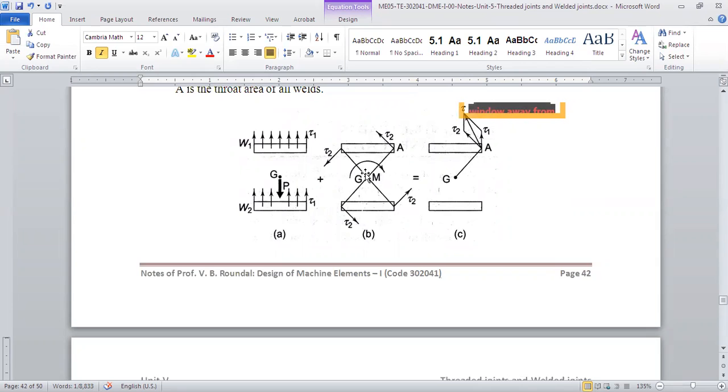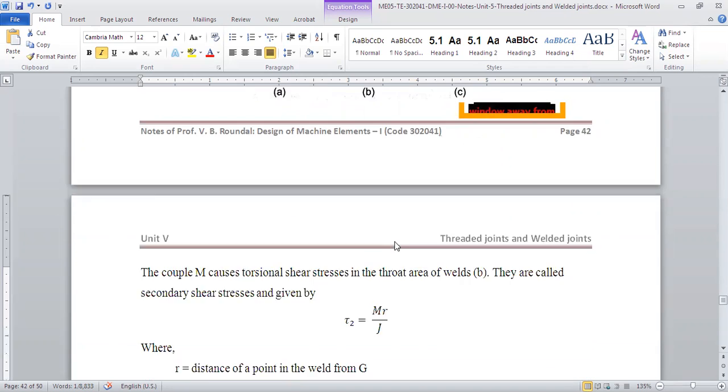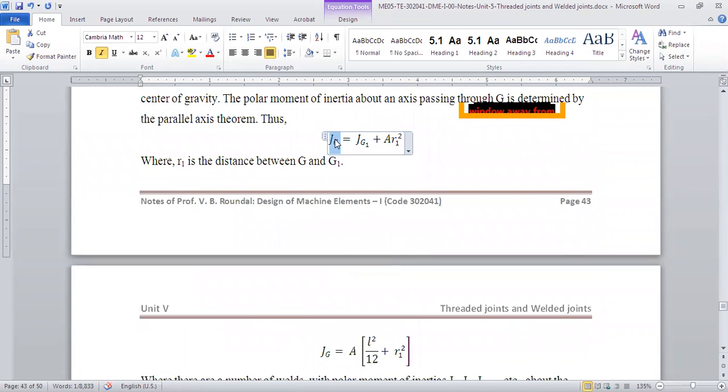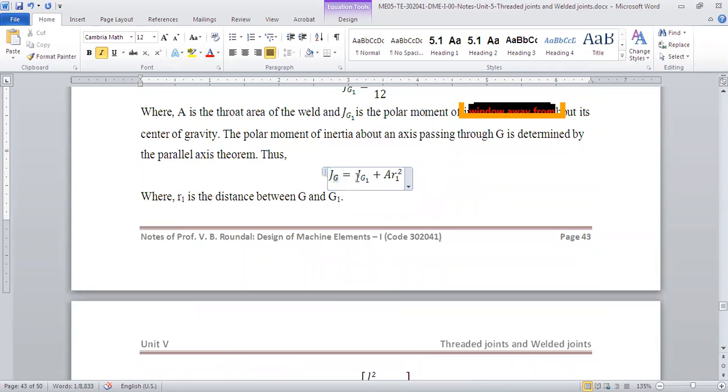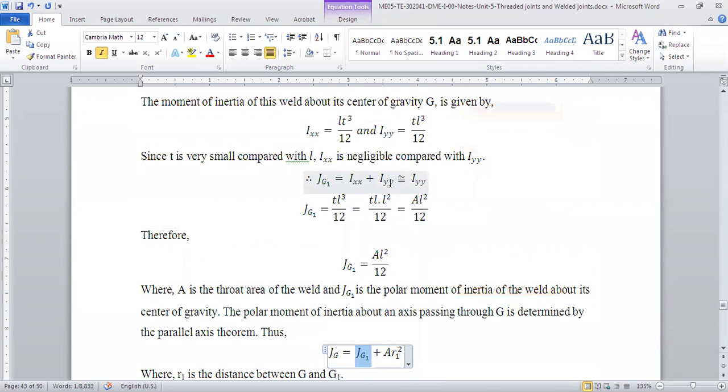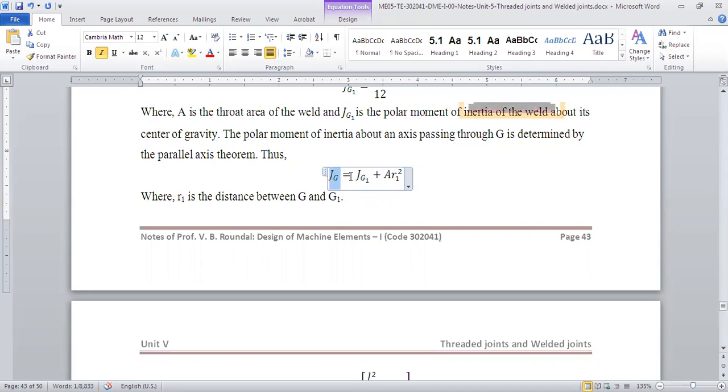We can use the parallel axis theorem, right? So we know what that is. This is the parallel axis theorem. The polar moment of inertia at G is equal to the polar moment of inertia at its own axis plus area into the distance from the CG, squared. Okay, so this is the parallel axis theorem, and the previous one was the perpendicular axis theorem, right? What the parallel axis theorem tells you is that the moment of inertia of any part about the center of gravity of the assembly is equal to its moment of inertia about its own axis plus its area into the distance from the center of gravity squared, right?